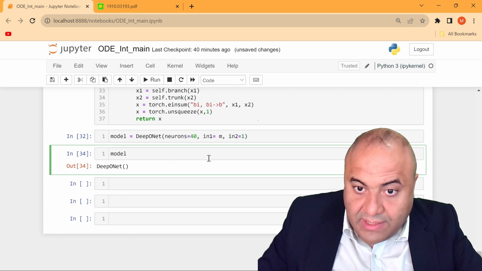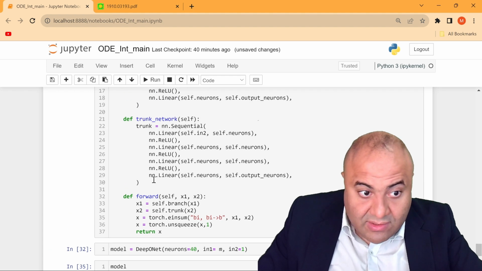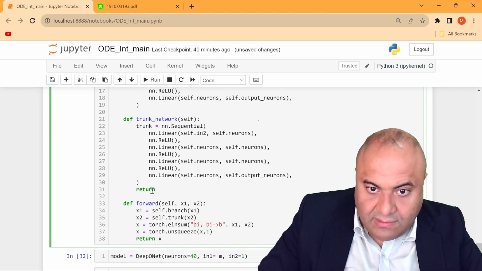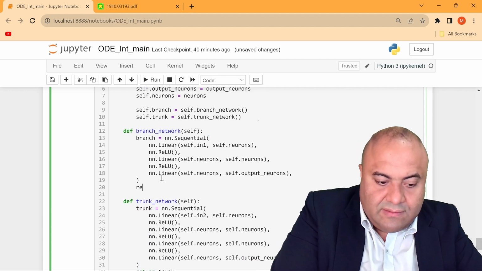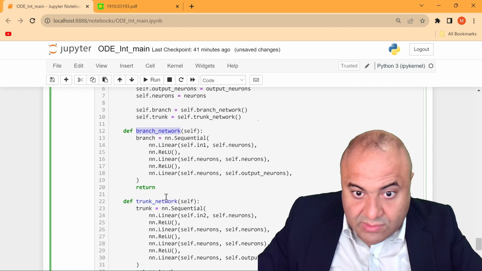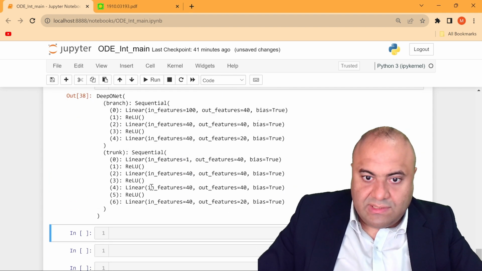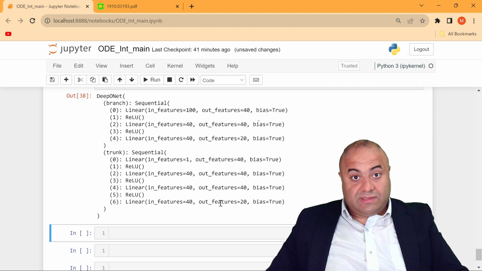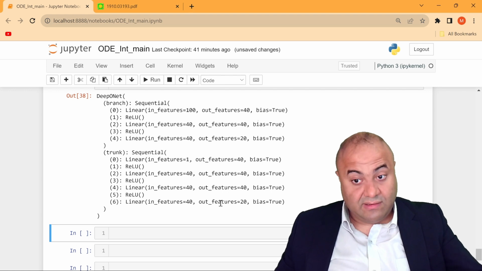I found something. The reason that when I print it I cannot see the model is because I forgot to return the actual trunk, and here we return the branch network, or not the branch, we need to enter the branch. Yeah, now it's good. So with this, we finished building the model, and we can proceed to the training process.